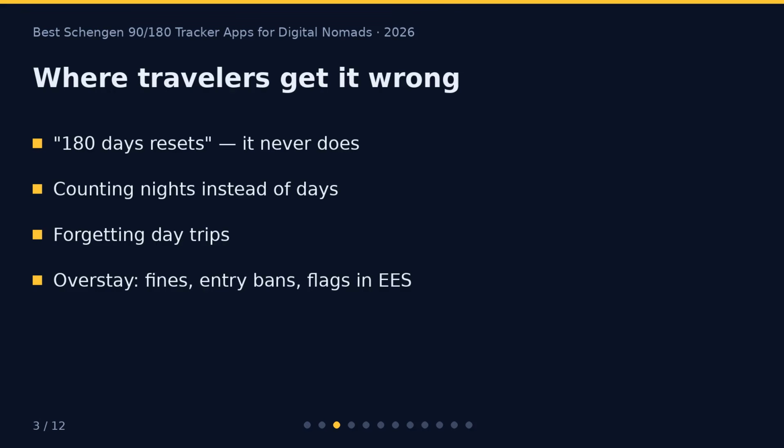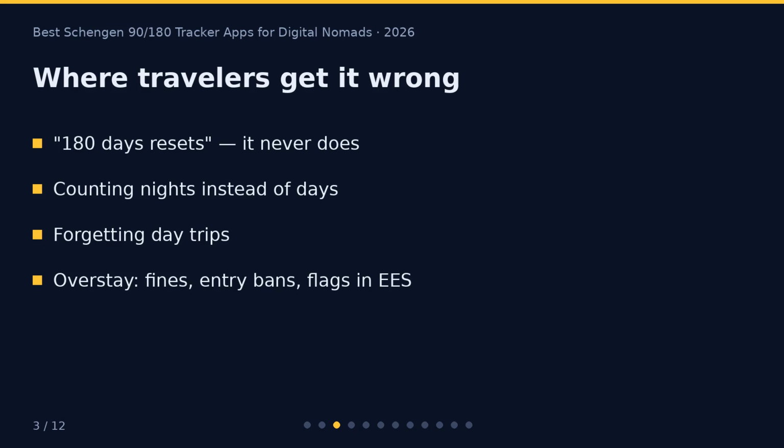Why do so many digital nomads get this wrong? 3 classic mistakes. 1. Assuming the 180 window resets after you leave. It never resets, it rolls. 2. Counting nights instead of days, which silently drops 1 day per trip. 3. Forgetting short hops, like a weekend in Paris between stays in Lisbon.